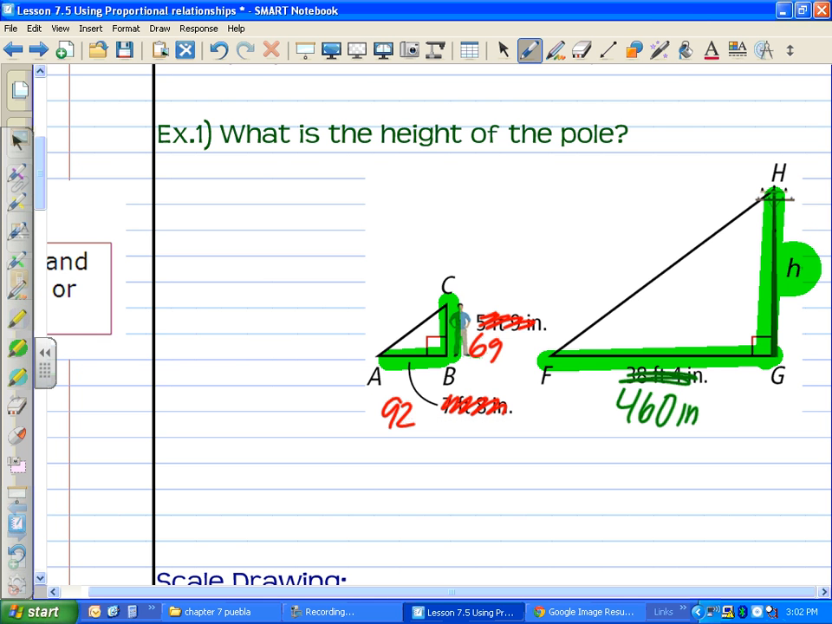Okay, so there are your numbers. We're going to use all these. And again, we still need to know what that h is. So let's go ahead and write a proportion. By now, I hope you know that setting up proportions, it doesn't really matter what order you put stuff in, as long as you have some sort of order. I could say 69 is proportional to h as 92 is proportional to 460, okay?